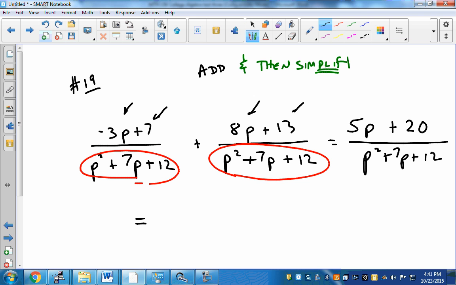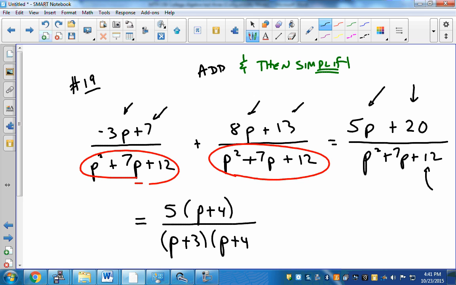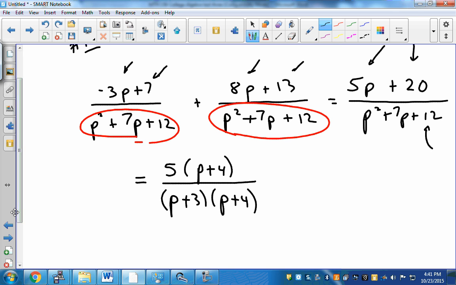Right off the bat, when I look at the top here, I see a common factor of 5, 5 times p plus 4. And so perhaps the bottom can be factored. Let's see, p squared plus 7p plus 12. Sure, I've got 2 numbers that multiply together to give me 12 and add up to give me 7. So that would be p plus 3 times p plus 4. If you're unsure, go ahead and double check by foiling this back out, but you would see that yes, this is the correct factoring. So now we can cancel, and the final answer is 5 divided by p plus 3.